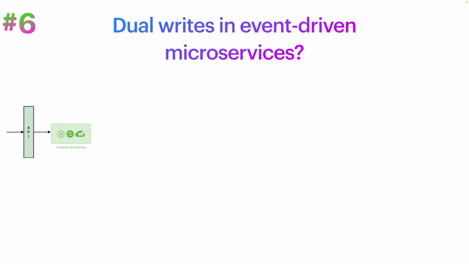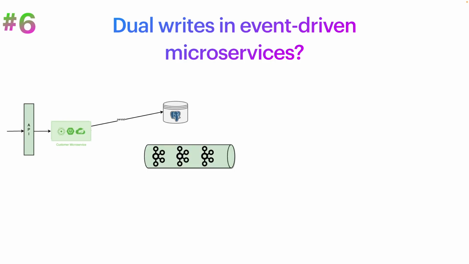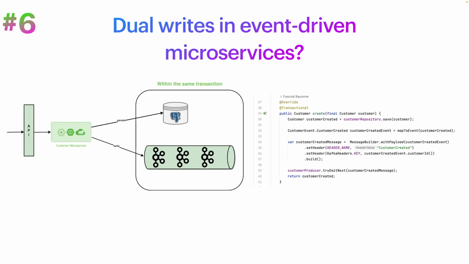So we have our customer microservice, which exposes an operation to create customer. So when we receive a request in order to create a customer, we actually process the request and persist the data to a database table. And after that, we also are publishing the event to a Kafka topic. So far, so good, guys.